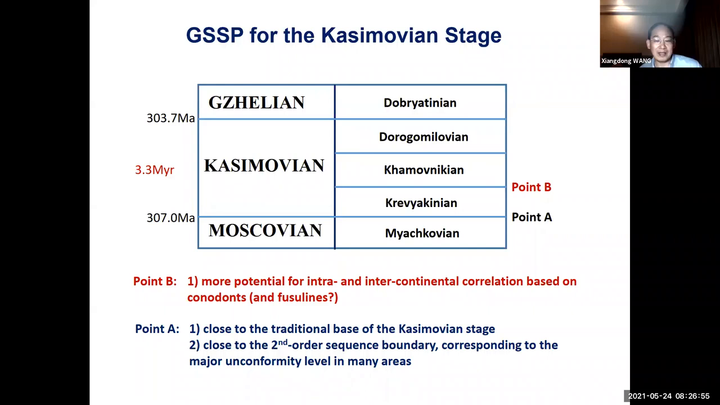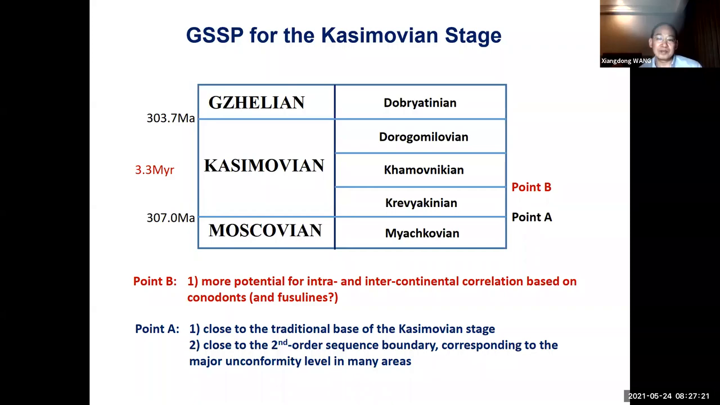So I put the duration, Kasimovian duration is just 3.3 million years. This is quite a very short time duration. If we put point B, the Kasimovian stage will have a very, very short duration. And next slide, please.